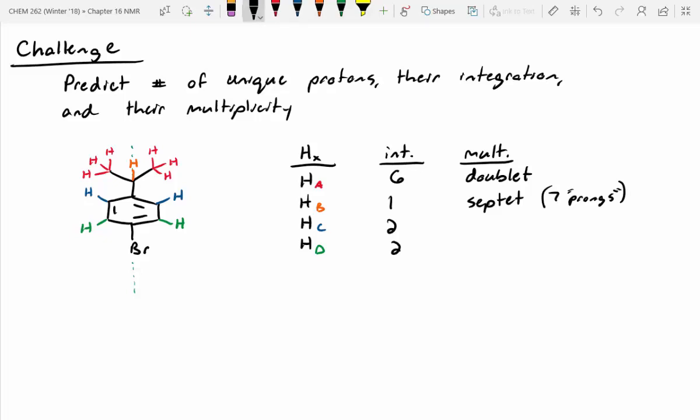All right, HC. How many 3-bond neighbors does it have for the blue one? Only 1, right? We know it can't be split by anything that's 4 bonds away, so the orange proton doesn't count, and it can't be split by itself, so it can't go across the ring and be split by the other blue proton.